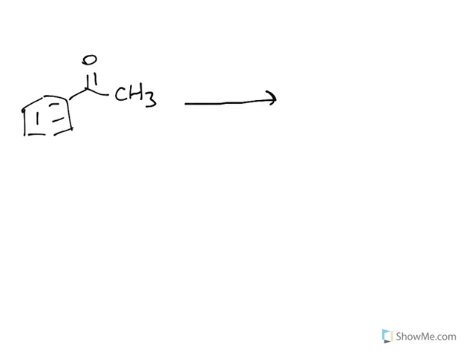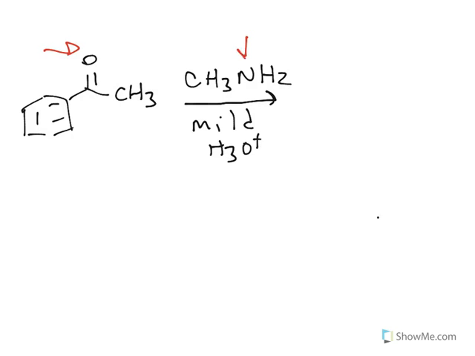So let's recap this. So if I were to take acetophenone again, and if I were to take methylamine, and mild acid, what am I going to do? Well, I'm going to take this oxygen off and replace it with nitrogen. All right. So much like we saw in the Wittig reaction, we draw everything but the oxygen and put the nitrogen there. All right. And our nitrogen is going to be an iminium, or sorry, an imine.